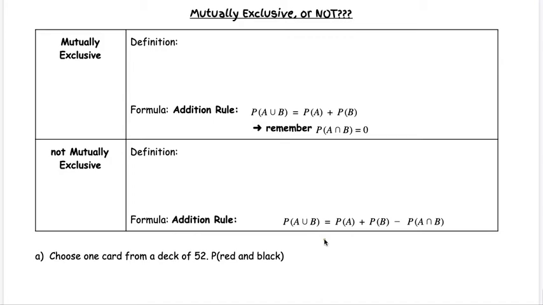So what we have here is, first of all, two events are mutually exclusive, and another word for mutually exclusive is disjoint. So we can actually use a second word for this if we prefer. Disjoint. So two events are mutually exclusive if they cannot occur at the same time. So two events that cannot occur at the same time.